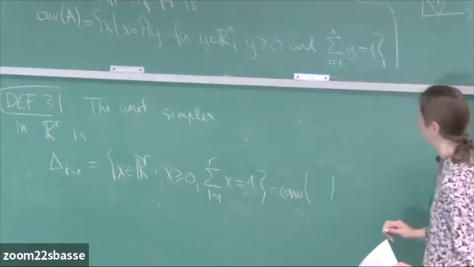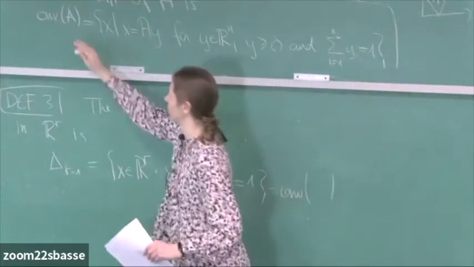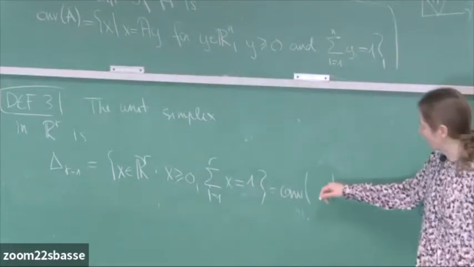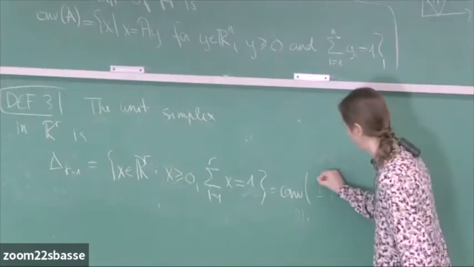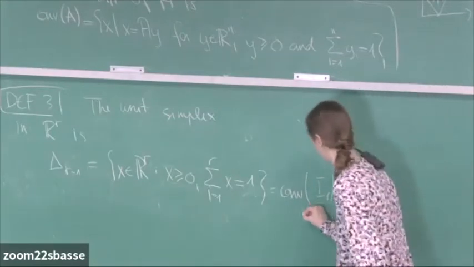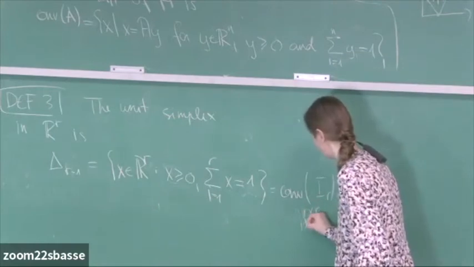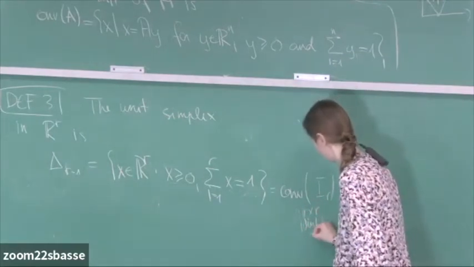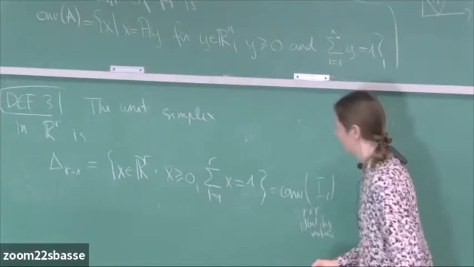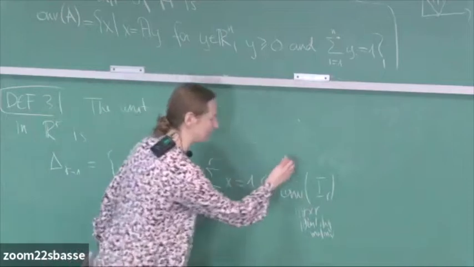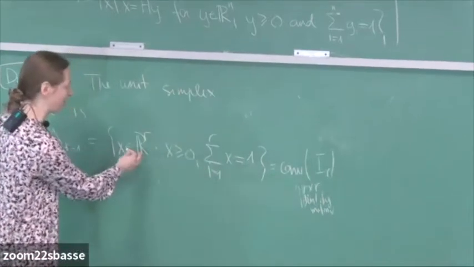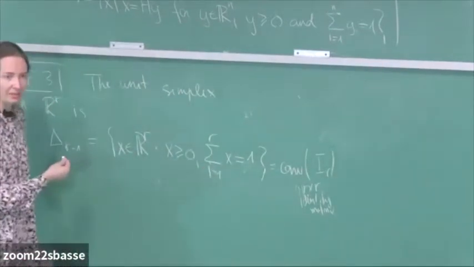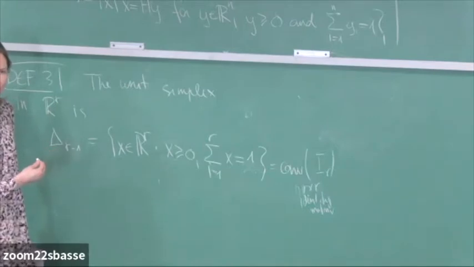Can anyone tell me, if we use the notation that we just introduced as a convex hull, what should I write here? The identity matrix, yes. So this is the R times R identity matrix. Note what I did: this is the description that we used now as convex hull, and this is the description that we saw yesterday using half planes and half spaces.